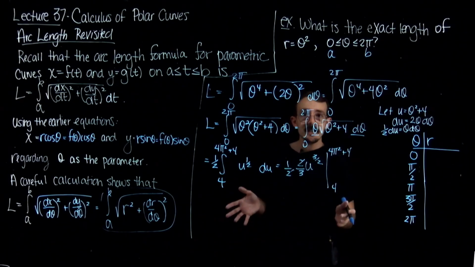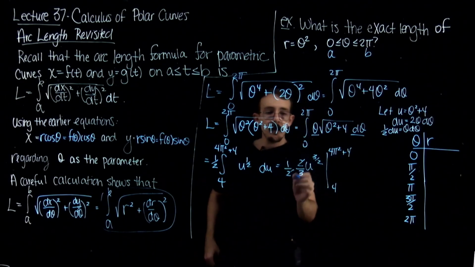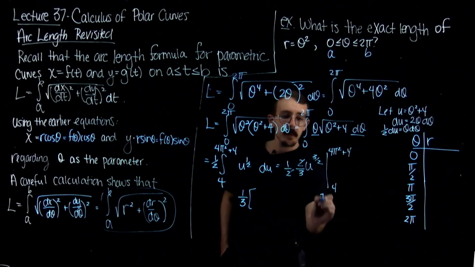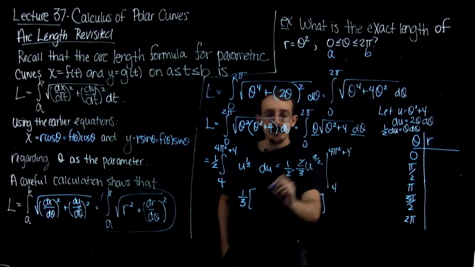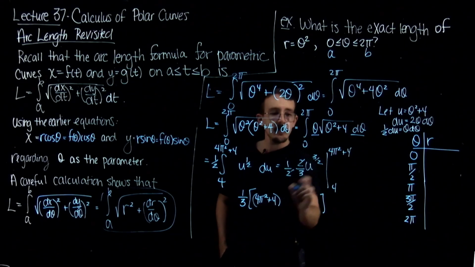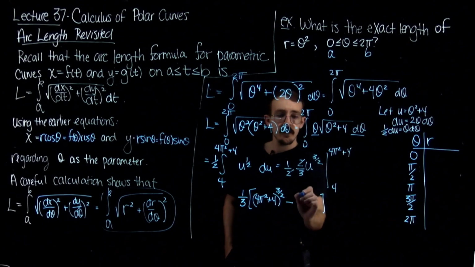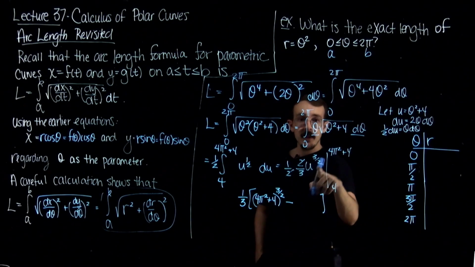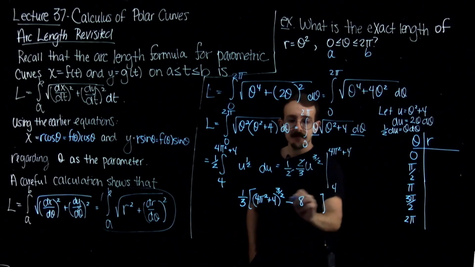So from here, what I need to do is plug in my bounds. So I have this 1/3 that's sitting out front, and I'll put a giant bracket. We'll plug in the 4 pi squared plus 4. That'll go in for u to the 3/2 power, minus 4 to the 3/2 power. And what is 4 to the 3/2 power going to be? Well, you take the square root of 4, which is 2, to the 3rd power is 8.